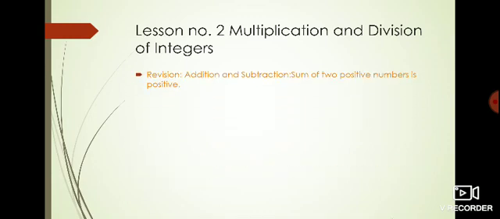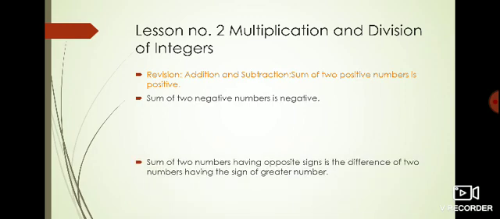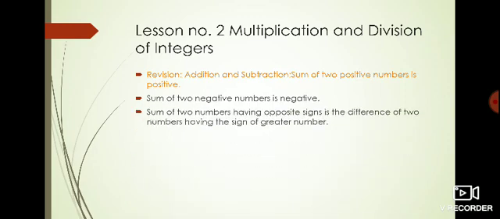Now, last year we studied addition and subtraction of the integers. So just we will revise that. Sum of two positive numbers is always positive. Sum of two negative numbers is negative. Sum of two numbers having opposite signs is the difference of the two numbers, having the sign of the greater number. These three rules we studied last year. So in this year we will study the multiplication of integers and division of integers.